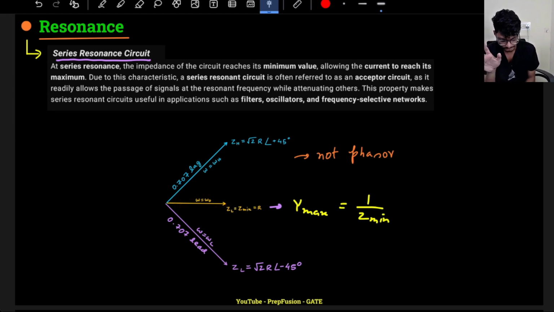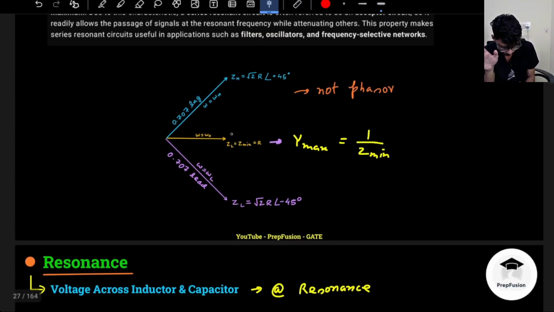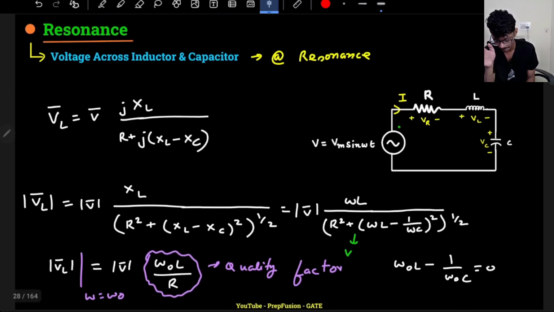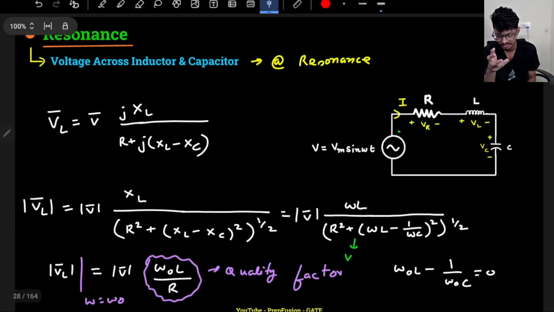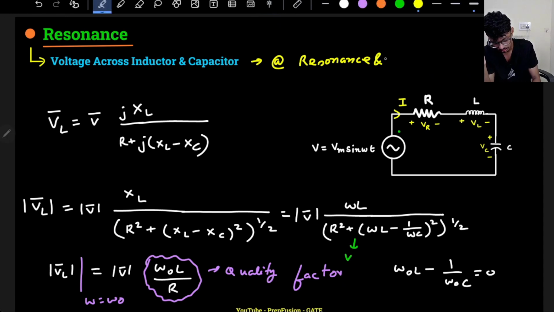That's it. And of course, at omega naught, at the resonant frequency, my impedance will be minimum and admittance will be maximum. Now I was deriving the voltage across the inductor and capacitor at resonance, when it is maximum, because it acts as a magnifier circuit. How, I will explain.